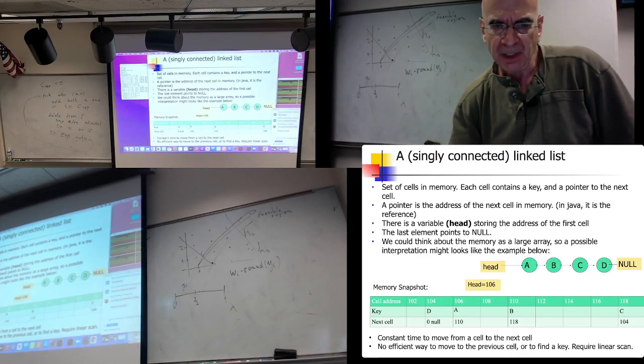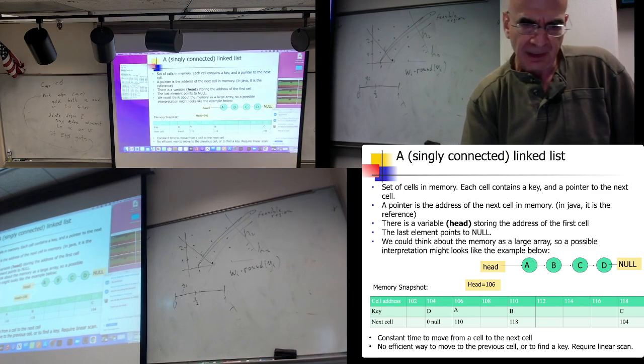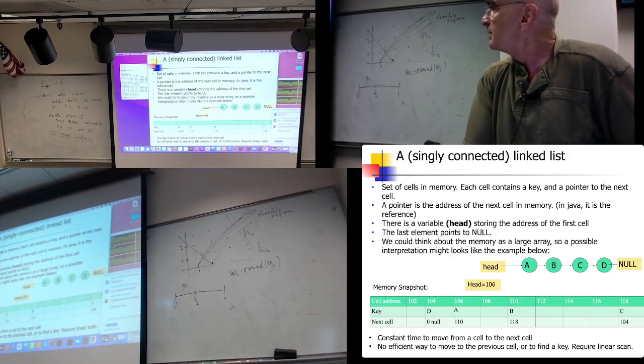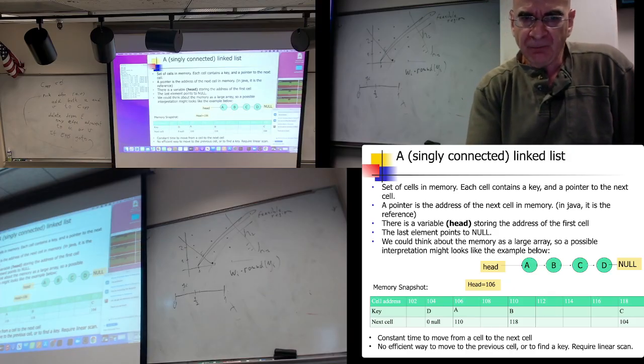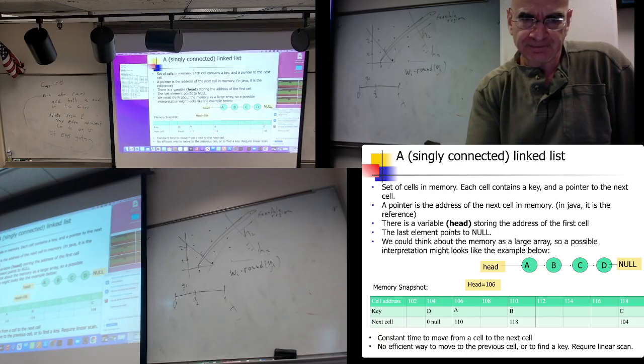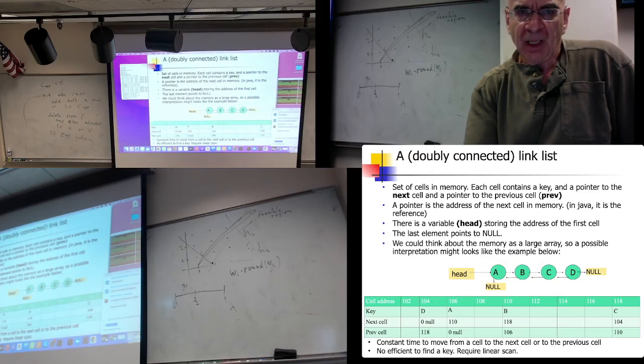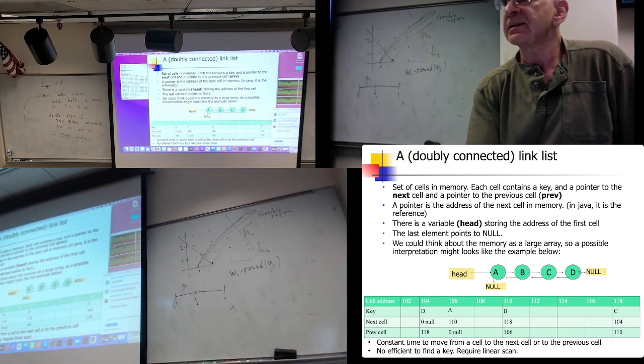Okay, nothing much about it. The head, the null over there, and we can move from one element to the other by following the pointers. And yeah, we can think about a large array and so on. And we can make this list doubly connected. So every element has a previous pointer and the next pointer. So I can move backward and forward.